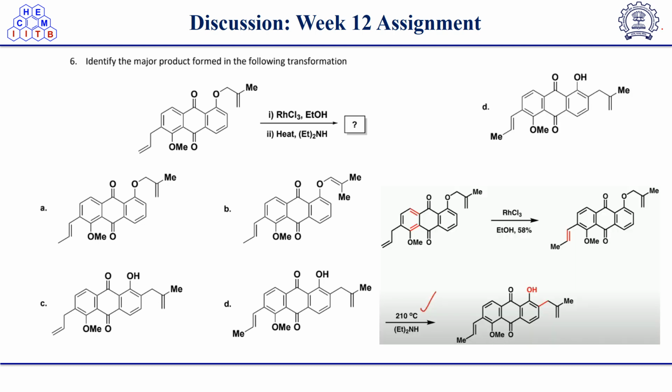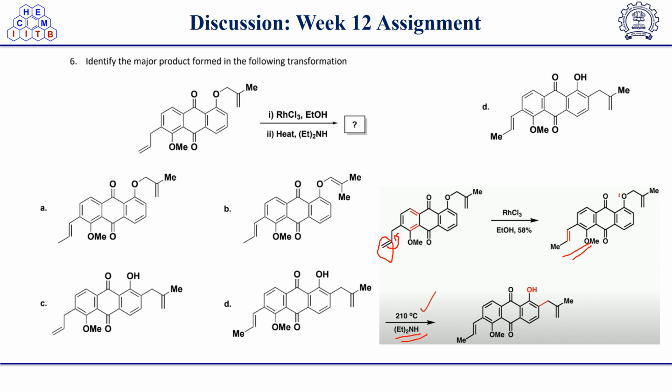Upon treatment with rhodium chloride and ethanol, the isomerization of this particular alkene takes place. That is, this double bond is getting isomerized to this position. This terminal alkene is converting into this internal alkene, and we get the corresponding product in the first step. Then upon heating it at 210 degrees Celsius with diethylaniline, what will happen? This is a 3,3 sigmatropic rearrangement, that is, Claisen rearrangement takes place.